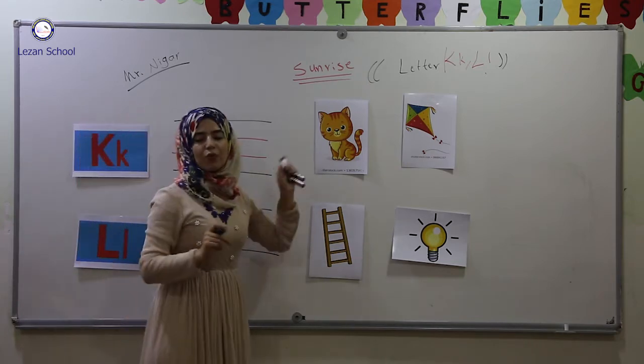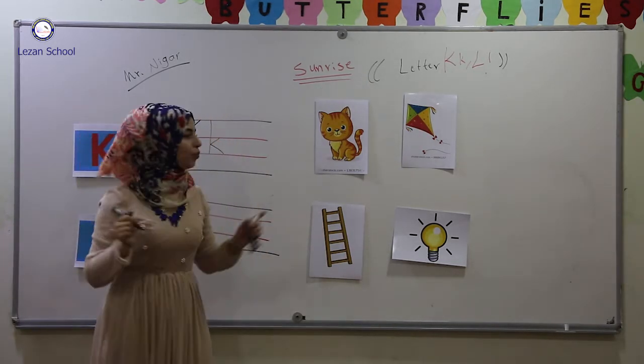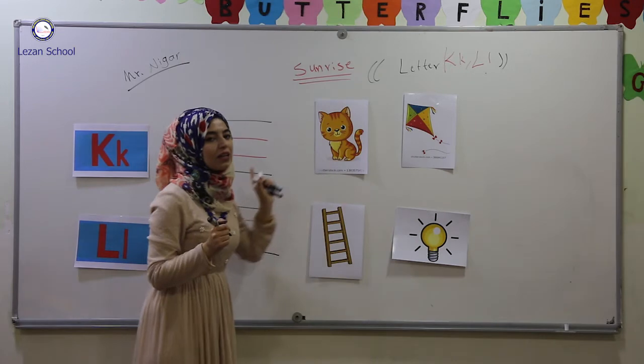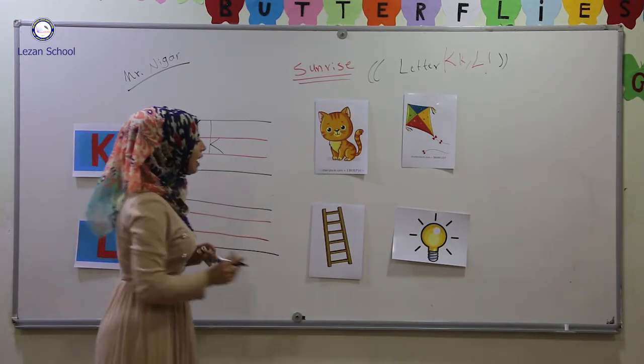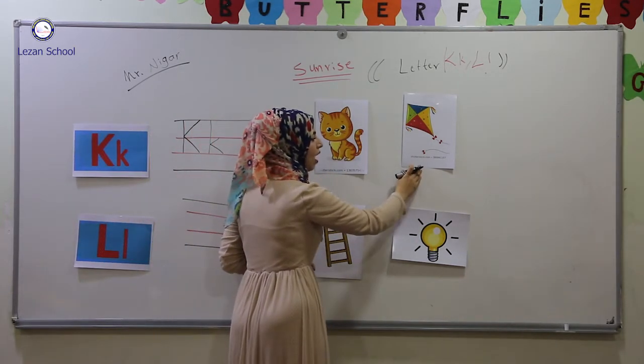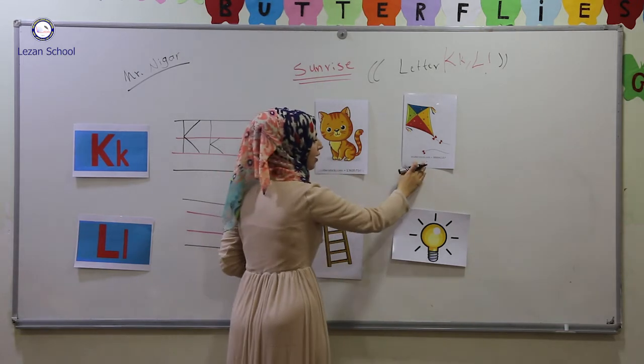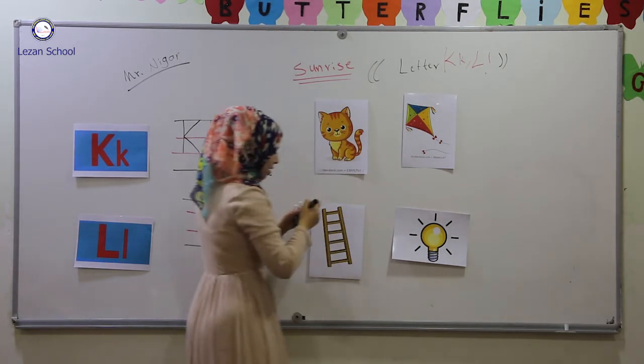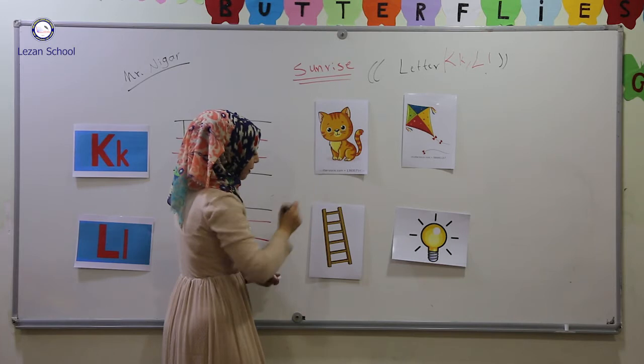We have one sound that comes from the K. We have the K sound that comes from the letter K. There's kitten, kite. Let's write kitten.